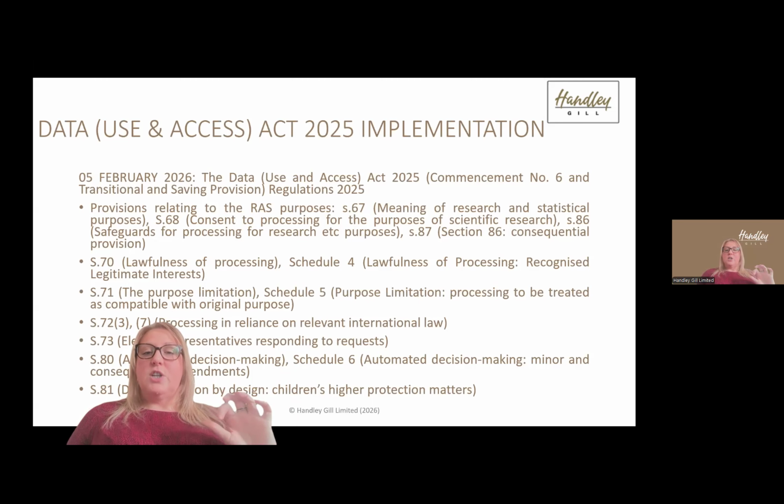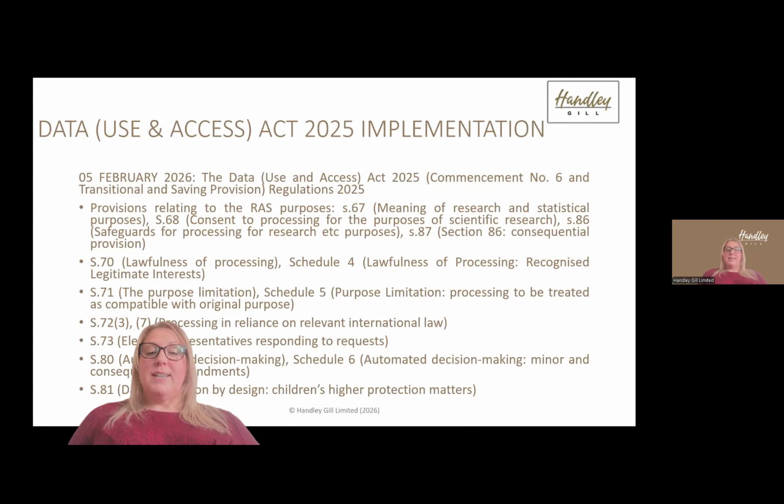So these are changes relating to Section 67, the meaning of research and statistical purposes. Section 68, consent to processing for the purposes of scientific research. Section 86, safeguards for processing for research purposes. Section 87, consequential provisions. Also changes to the lawfulness of processing, so it's Section 70 and Schedule 4 of the Data Use and Access Act 2025, implementing a new lawful basis for processing, that of recognised legitimate interests. Section 71 and Schedule 5, introducing a concept of processing deemed to be compatible with the original purpose, so amending the purpose limitation principle.